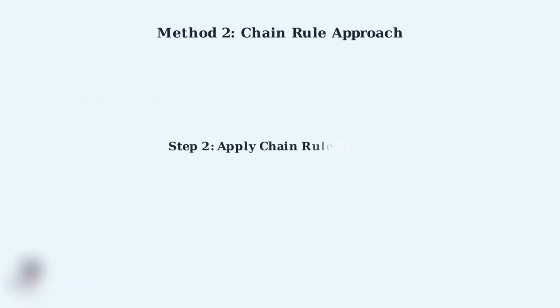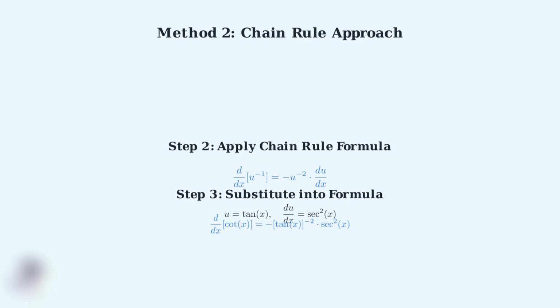Step 2. We apply the chain rule formula for the derivative of u to the negative first power. The formula states that the derivative equals negative u to the negative second power times the derivative of u. In our case, u equals tangent of x, and the derivative of u equals secant squared of x. Step 3. We substitute our values into the chain rule formula. This gives us negative tangent of x to the negative second power times secant squared of x.